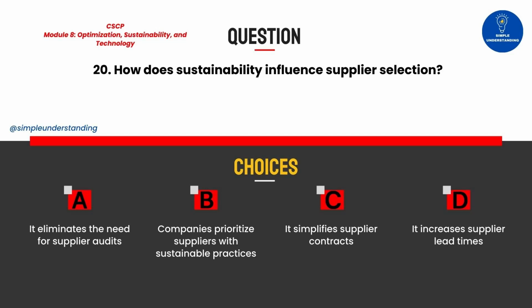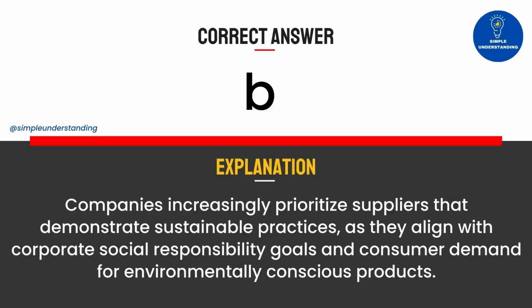20. How does sustainability influence supplier selection? A. It eliminates the need for supplier audits. B. Companies prioritize suppliers with sustainable practices. C. It simplifies supplier contracts. D. It increases supplier lead times. Correct answer, B. Explanation. Companies increasingly prioritize suppliers that demonstrate sustainable practices as they align with corporate social responsibility goals and consumer demand for environmentally conscious products.